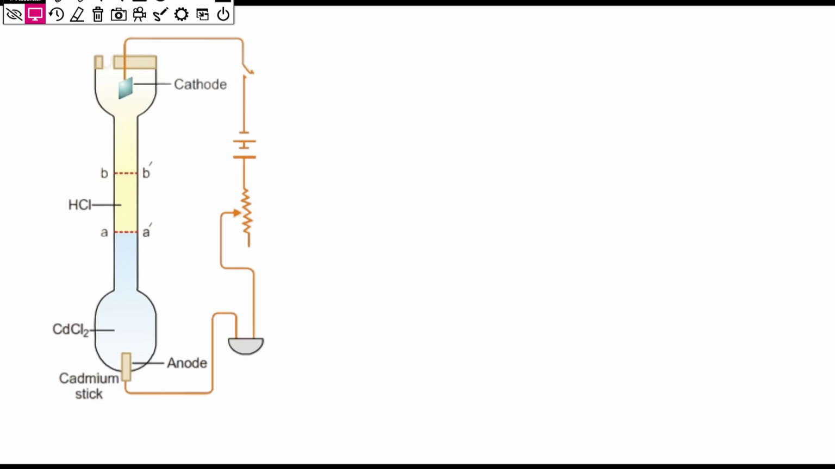Now, what is the meaning of moving boundary here? How does this method work? What are the constituents of this method? All of that we are going to discuss one by one. And finally, we are going to derive the formula to calculate the transport number. So basically, this is an experimental setup of the moving boundary method.